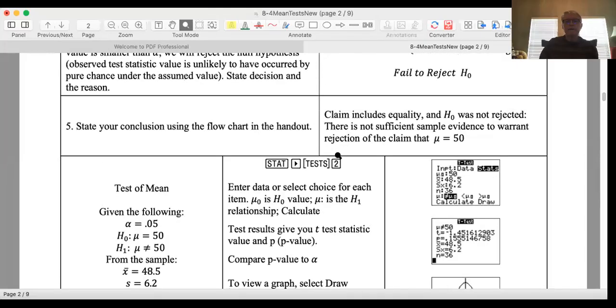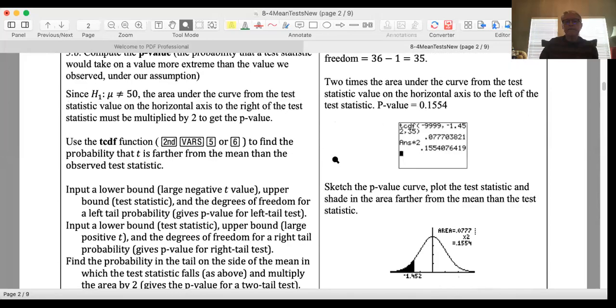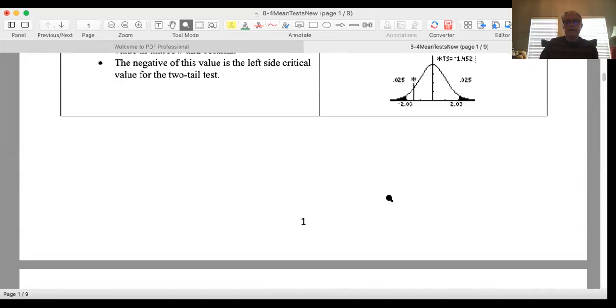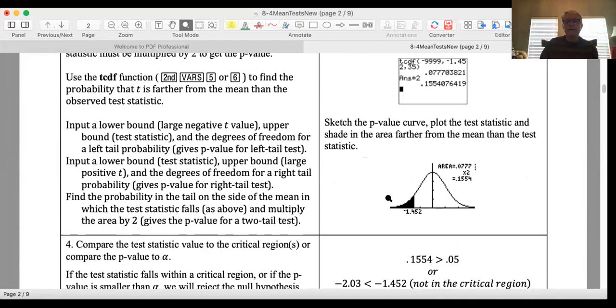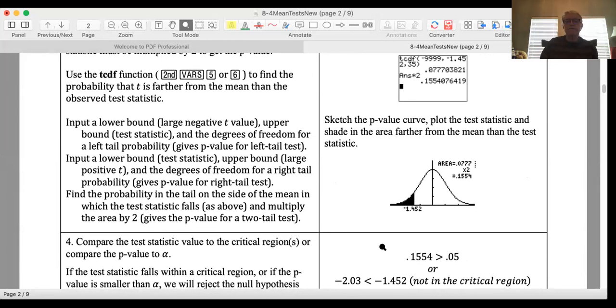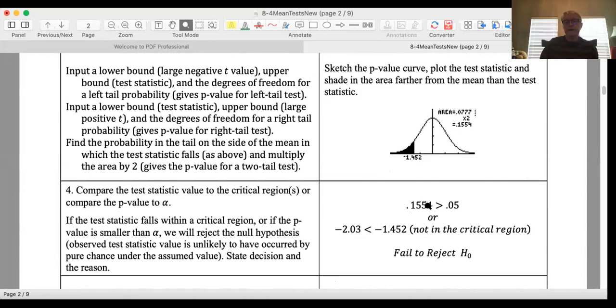And then once we've got our critical value, we found that the test statistic was not in a critical region. And we found that the p-value is 0.1554. Now we go to step 4, and we compare the p-value to alpha. If it is less than or equal to, we'll reject, but it is not, so it's greater than, so we'll fail to reject. And the test statistic was not farther from the mean than the left critical value. Therefore, we're going to fail to reject it. It's not in the critical region.